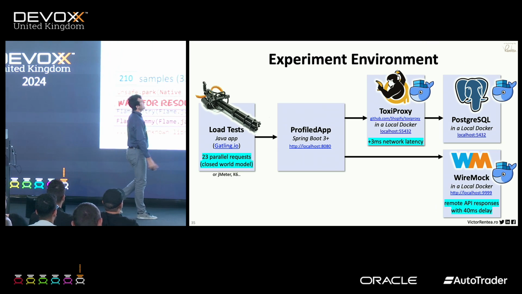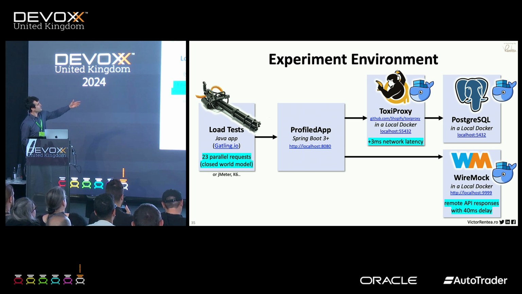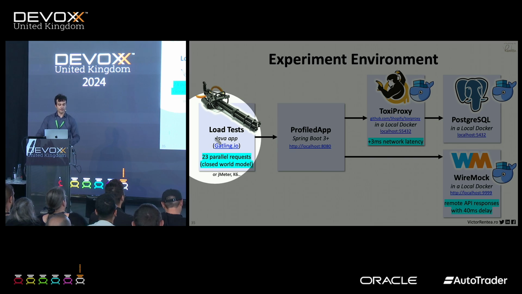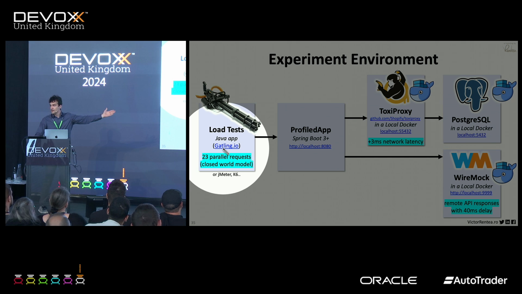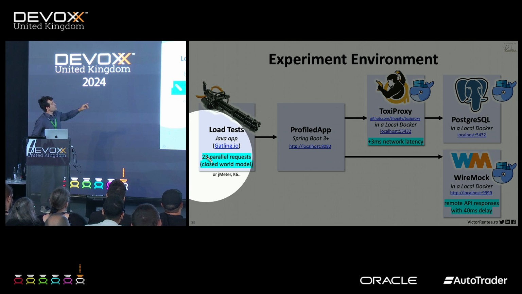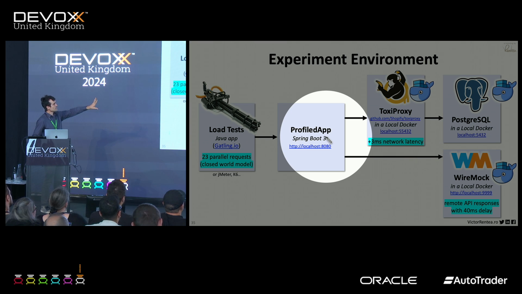Right, so we're approaching the experiment, so please let me introduce you to the parties involved. Ever heard of Gatling? Interesting. K6? Few. JMeter? Everyone? Yes, thank you. Anyway, it's a load test tool which will fire 23 parallel requests on a Spring Boot 3 application. Good.